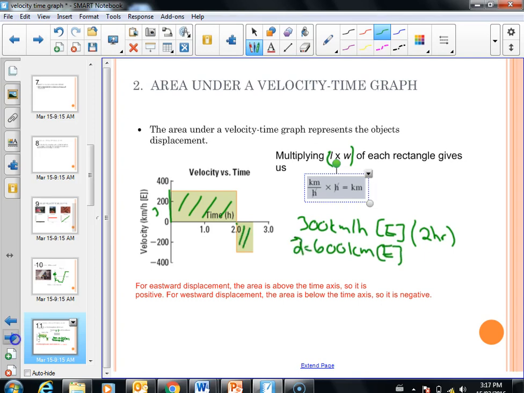Now, this square is the next square I'm going to do. I'll use a different color because that's fun. And I have, what is that, 300 again? Negative 300 kilometers per hour. I see my writing is getting no better. And it's going in a westward direction this time. And then we're going to multiply it by 0.5 of an hour. So now we have negative 150 kilometers. I just did that in my head. Can you believe it? And that's west.